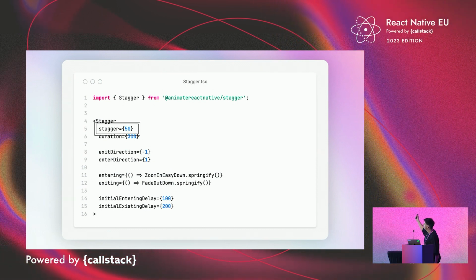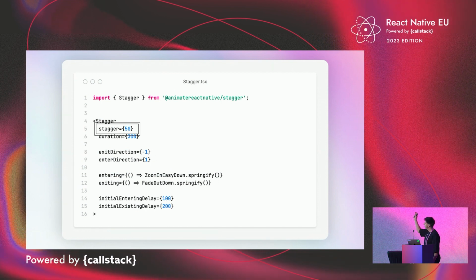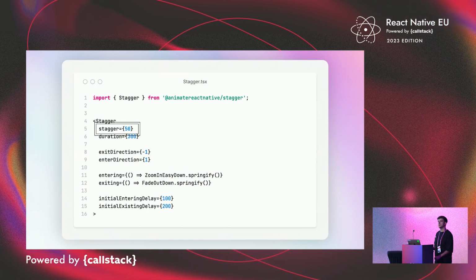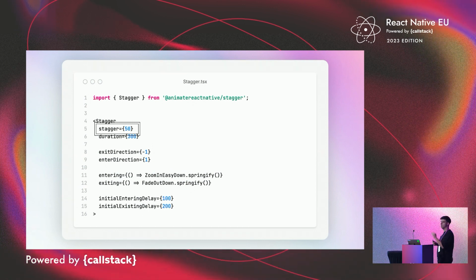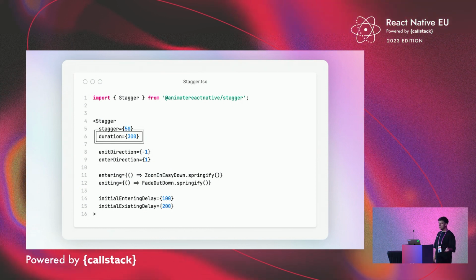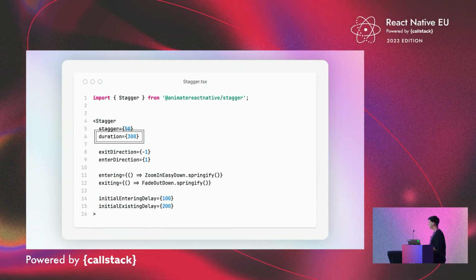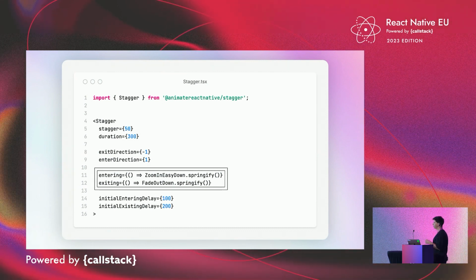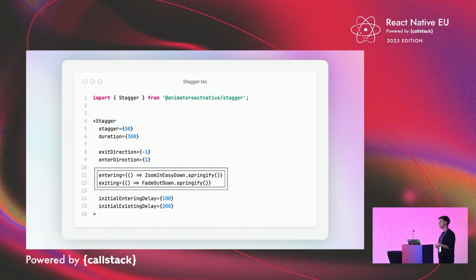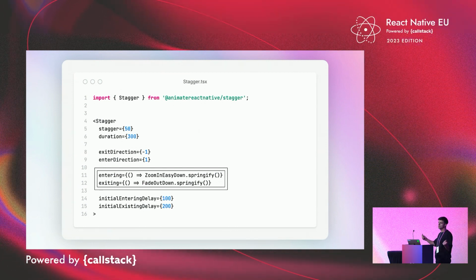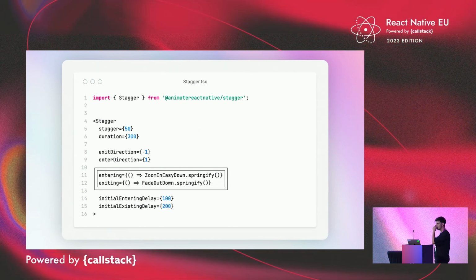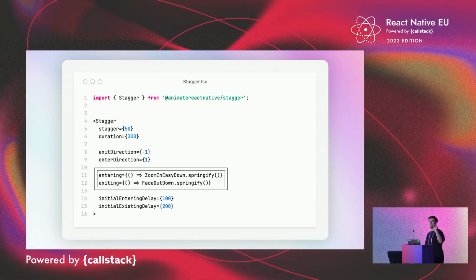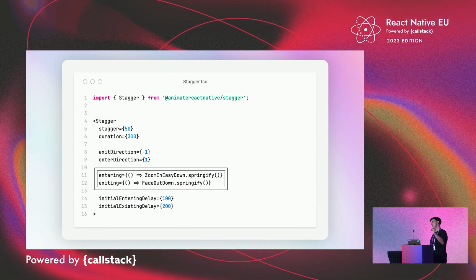So how is it working? Well, you import Stagger from Stagger. This component accepts multiple props. So the Stagger in milliseconds, the duration between each individual delay, and the animation for entering and exiting. The layout animation for entering and exiting can be keyframes, it can be a custom layout animation, or you can use the pre-built layout animations from Reanimated. Just to be clear here, entering means mounting, exiting means unmounting.